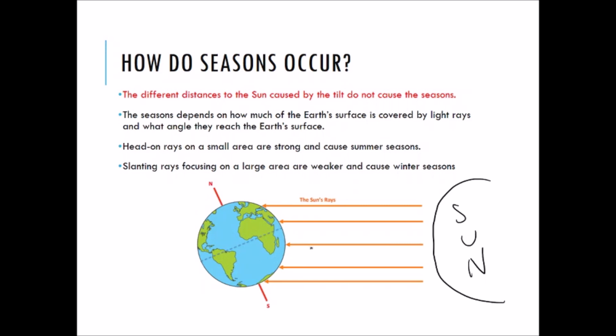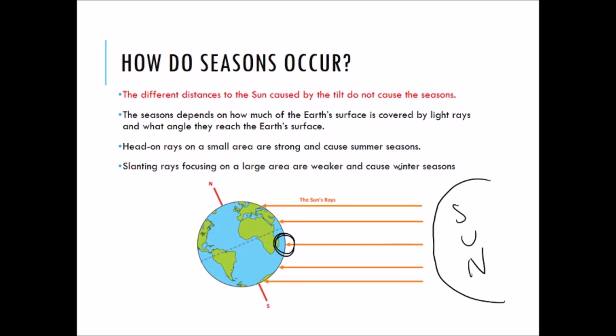Okay, because see how that's a shorter length than maybe the top one? I would say over here would be hotter than over here. So generally speaking, areas that are closer to the equator are actually warmer. So head-on rays on a small area are strong and cause summer seasons. Slanting rays on a large area are weaker and cause winter seasons.